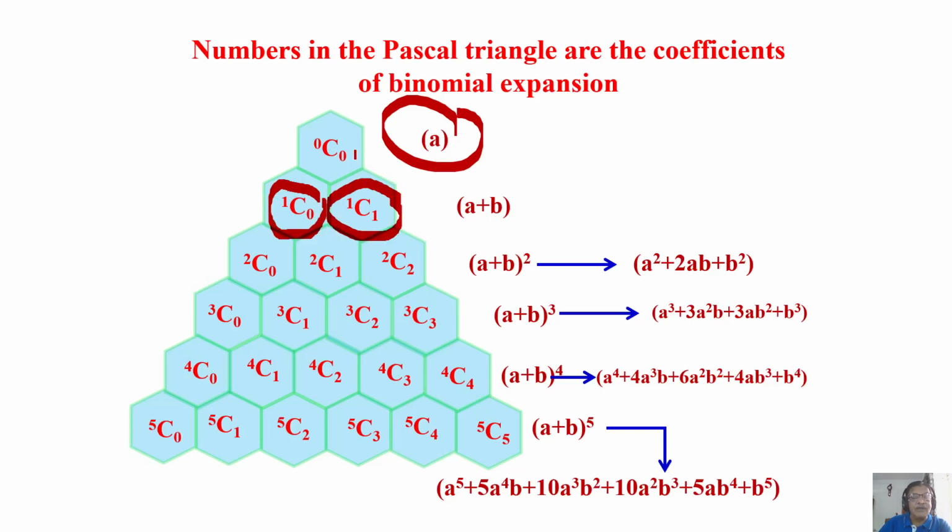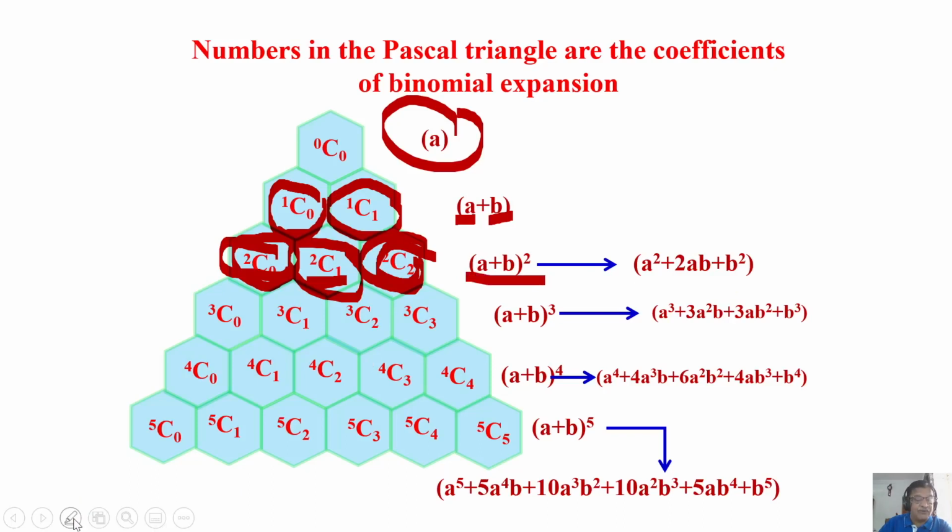Both are same. So now I'll take 2C0, 2C1 and 2C2. 1 C0 and 1 C1 is nothing but coefficient, both are 1. It is like coefficient of A is 1, coefficient of B is 1. 2C0, what is 2C0? Coefficient is 1, this coefficient is 1 and central coefficient is 2. It is nothing but (A plus B) whole squared.